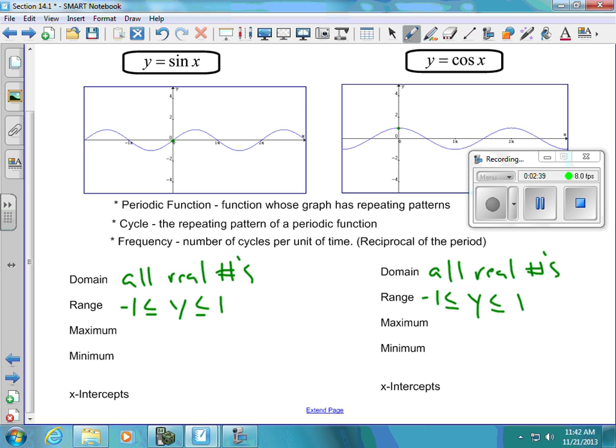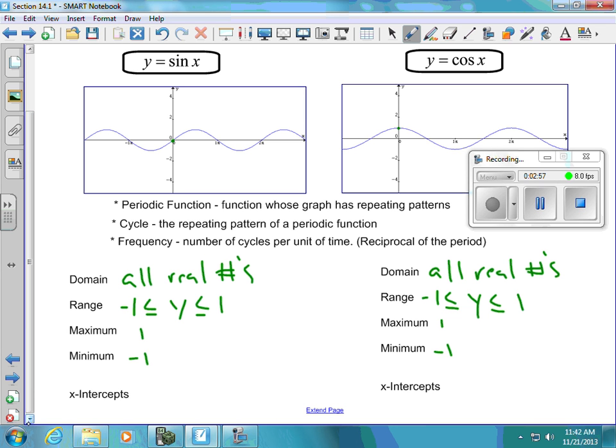The max and the min are the same for both. Now this is the parent function. Obviously, when we get more complicated graphs and we have an a value that's not 1, that's going to change it. But for the parent functions, our max and min are 1 and -1.